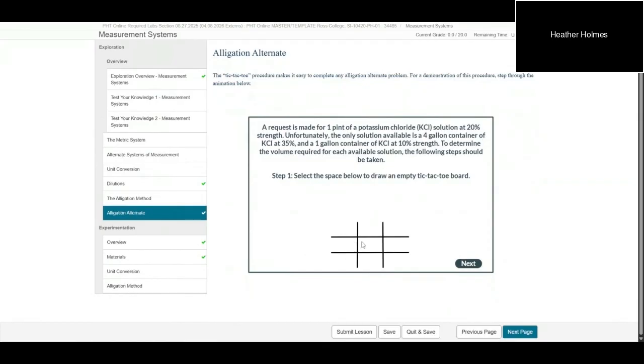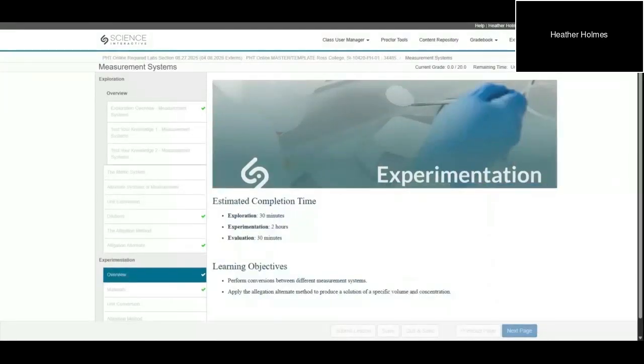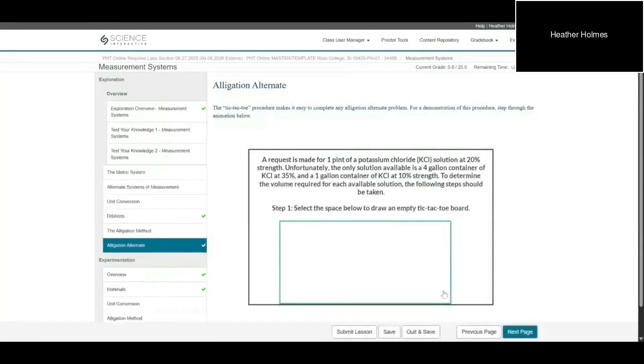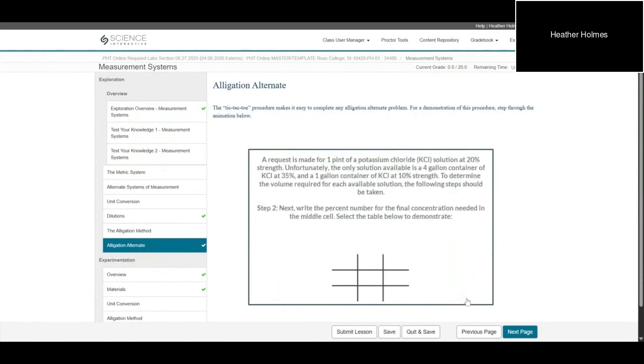So when you set up your tic-tac-toe board, you use the final percent strength for the centerpiece. So what we want is the 20. Oh, I hit the wrong button. I just have to click through this. Okay, wrong next button.